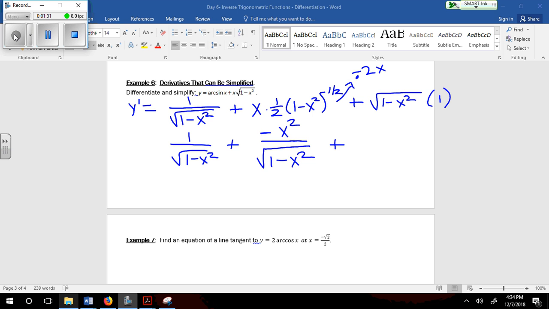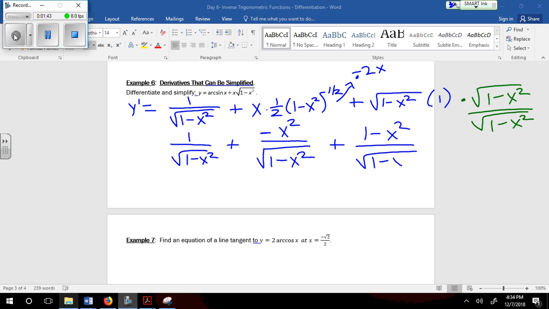I need common denominator, so I'm going to multiply by the square root of 1 minus x squared over the square root of 1 minus x squared. So this ends up being 1 minus x squared over the square root of 1 minus x squared. So they all have the same denominator, and I can combine them together. So it becomes 2 minus 2x squared all over the square root of 1 minus x squared.